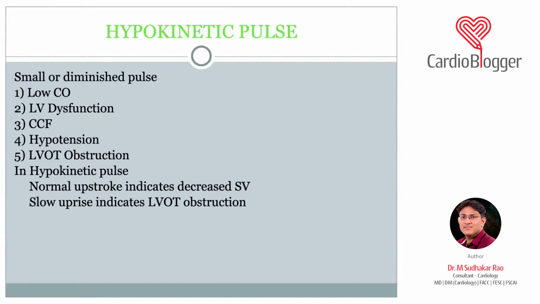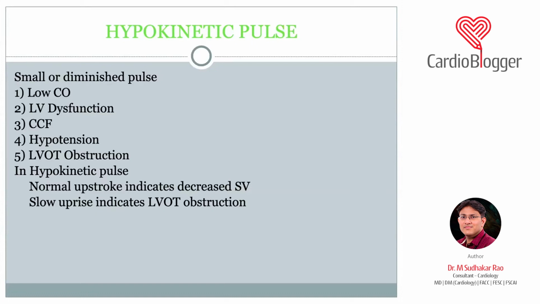Now in hypokinetic pulse, you may sometimes be able to differentiate whether it is because of a low cardiac output, that is a decreased stroke volume, or because of an obstruction. Sometimes it is very difficult, because the pulse has, as I told you, two components: the upstroke and the volume. If you have a low volume but a normal upstroke, it means the stroke volume is reduced.